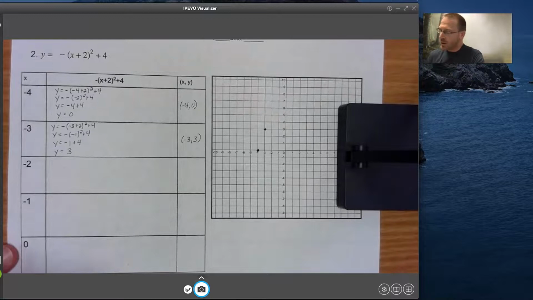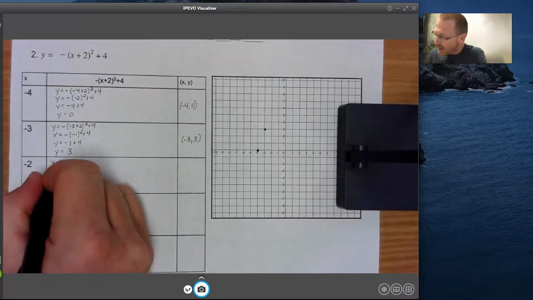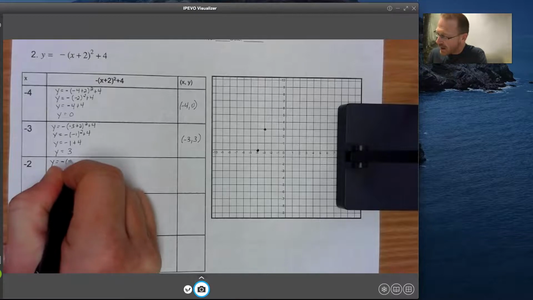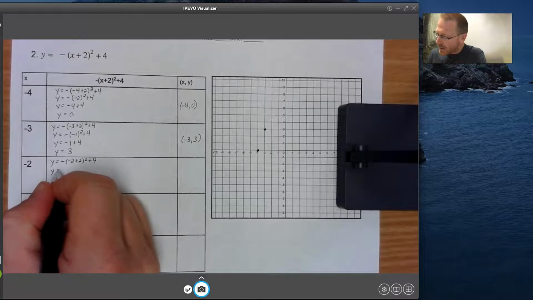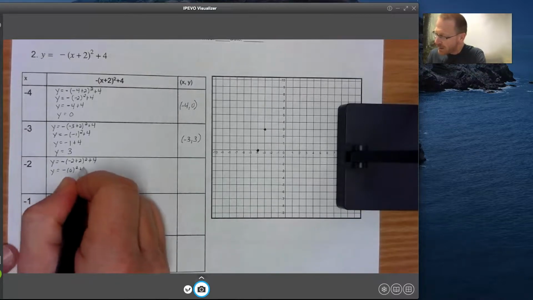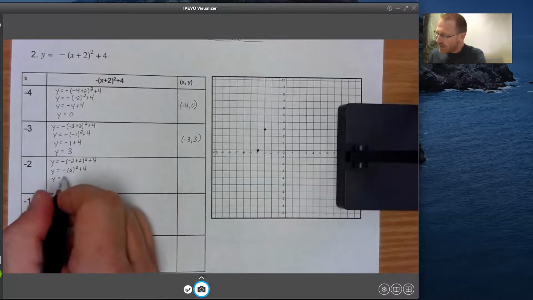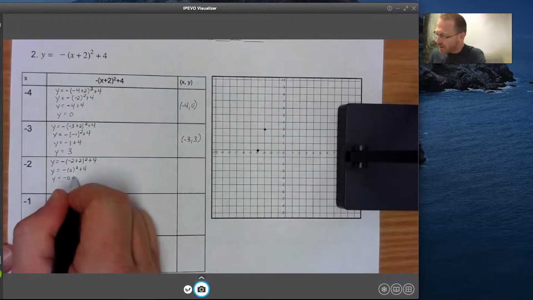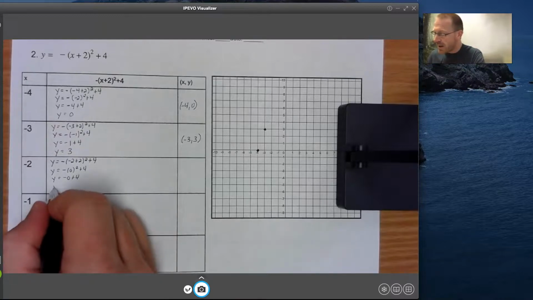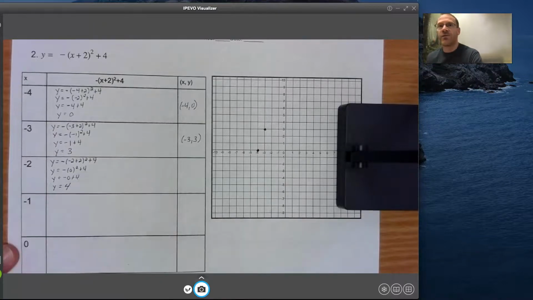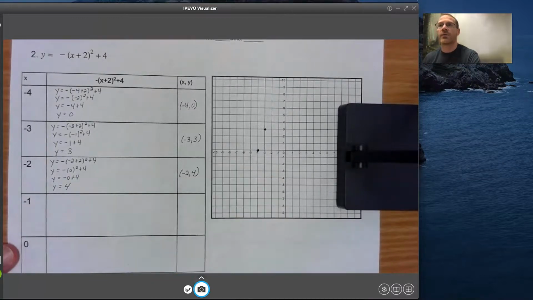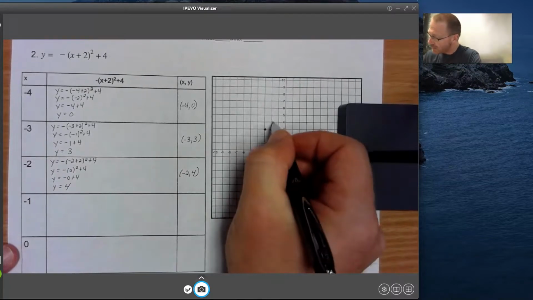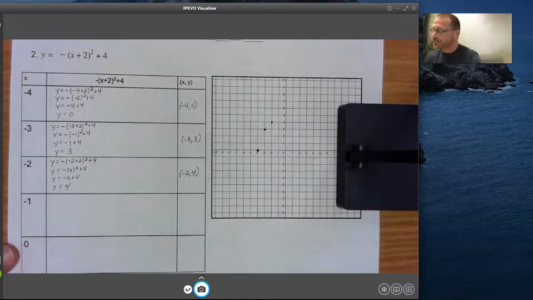All right, so let's look at -2. So y equals negative. And I'm going to plug -2 in like so. So now -2 plus 2 is 0. 0 squared is 0. So all of this, and -0 is still 0, so that leaves us with just 4. So -2, 4 is our point for this guy. So -2, 4 right there.